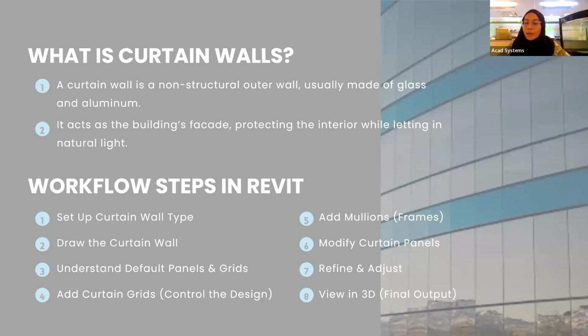And then for manual construction of curtain wall in Revit, we're gonna add curtain grids, which is to control the design or to customize however we like. The fifth is to add mullions. Mullion also acts as a frame for the curtain walls. Then modify curtain panels. Also, we can refine and adjust the curtain walls. And lastly, we can look at the final output in 3D view, section, and floor plan.